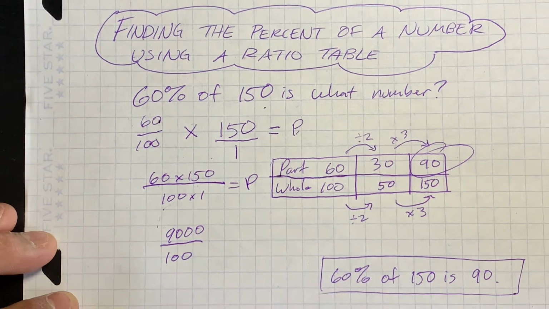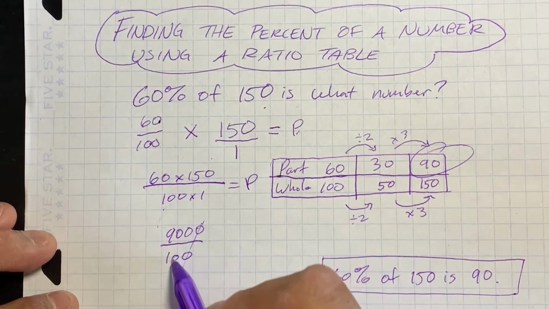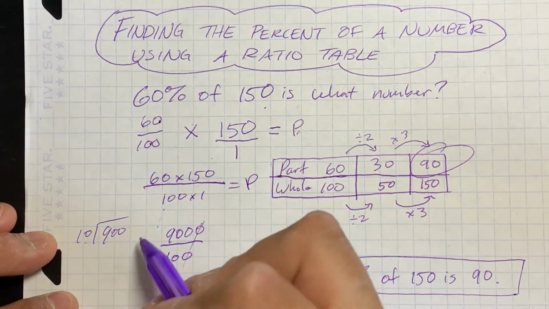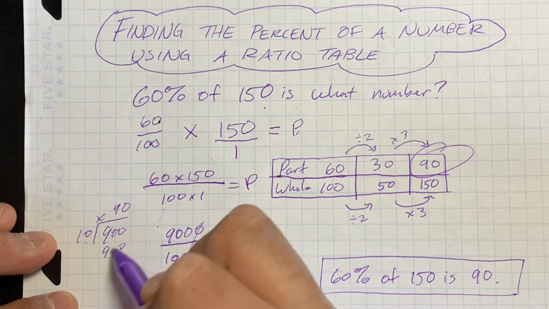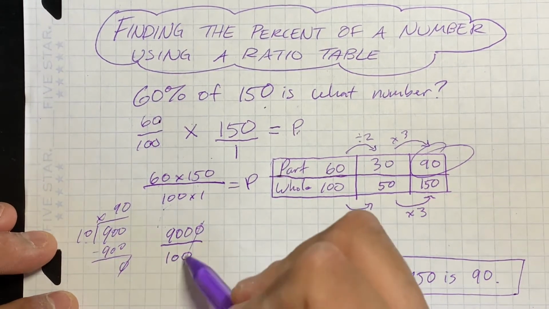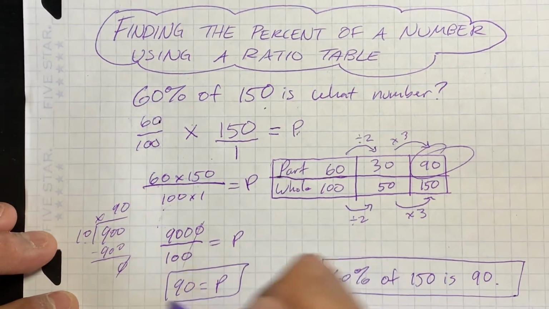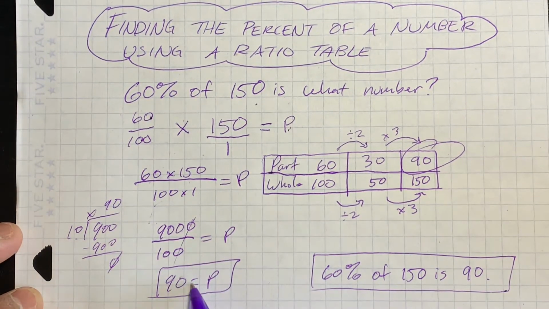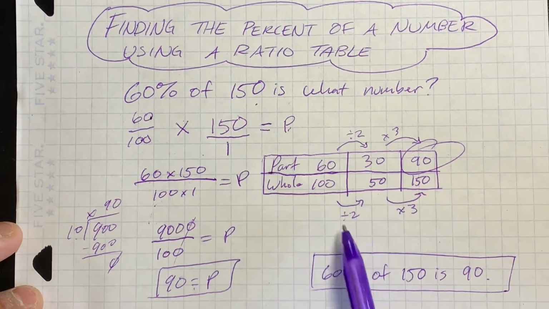So we have 9,000 divided by 100. So if we knock these 2 zeros off, cancel them, we're looking at 900 divided by 10. 10 can go into 900 90 times. 10 times 90 is 900. 900 take away 900 is 0. So again, 90 is going to equal the product. So in this case, 60% of 150 is 90. Okay, so we proved that by basically multiplying here and then using a ratio table there.